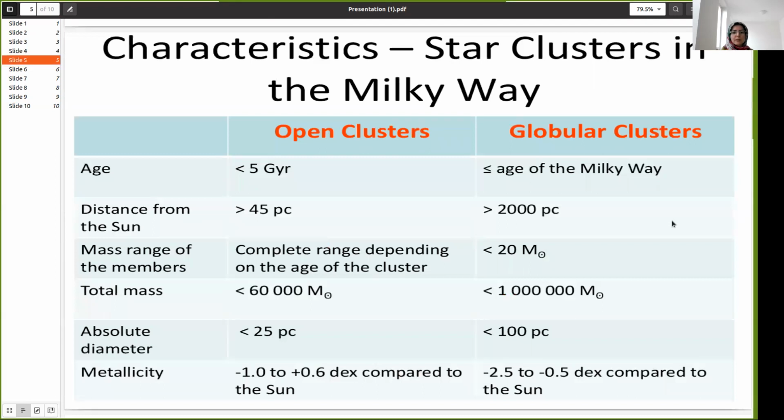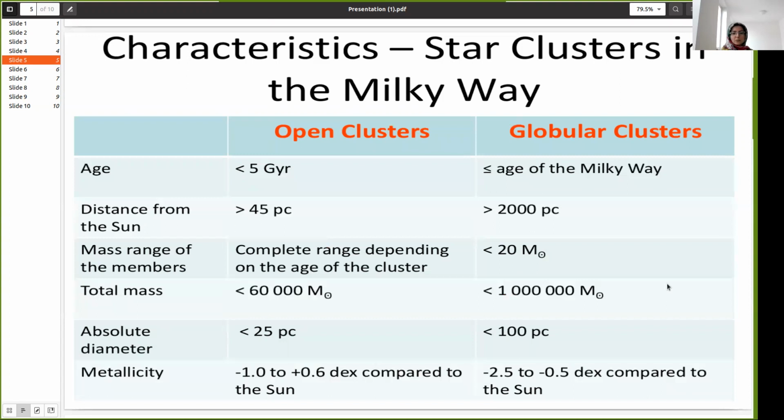The mass range of the members in open clusters is a complete range depending on the age of the cluster. But for globular clusters, it is less than 20 solar masses. It is the symbol of the sun. We measure most of them or all of them in comparison with the sun. The total mass for open clusters is less than 60,000 solar masses, but for globular clusters, it is less than 1 million solar masses.